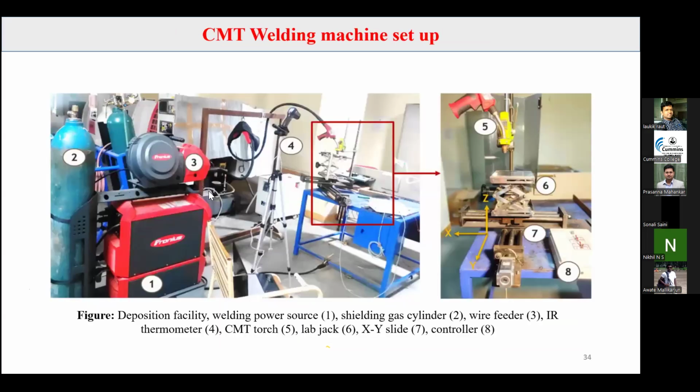This is the setup available at VNIT. So we have a Fronius machine. We don't have a robot in the Department of Mechanical Engineering that is attached to CMT. We have a robot, but its power source was GMAW. But here I wanted to use CMT, and for that CMT, the robot was not attached. So that is why we developed our in-house setup for the deposition of material. This is the lab jack, and we attached that setup to the lab jack, and we deposited various layers with the help of this setup.